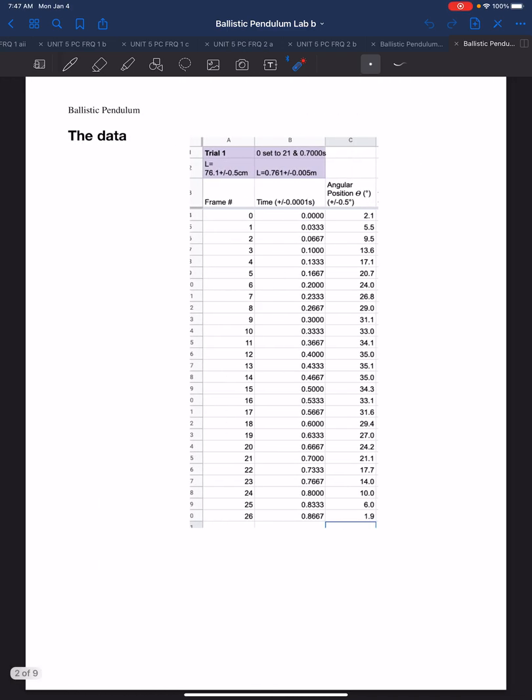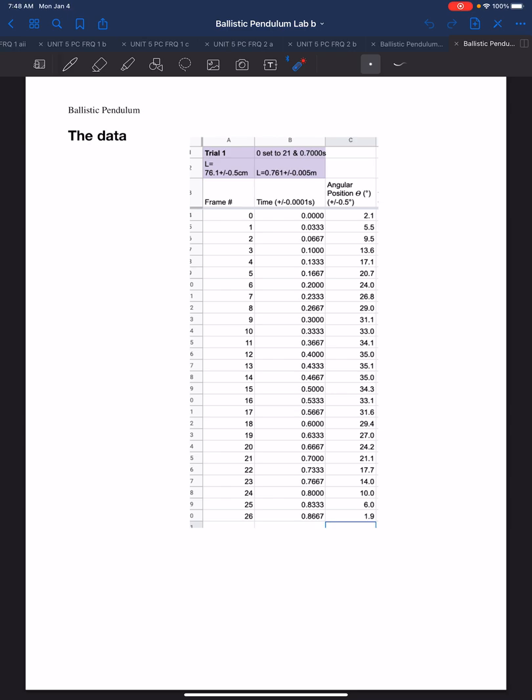So in my particular data table, I set up the trial 1, or case 1 as it's more properly called. Here is my length with the uncertainty, and I converted it to meters. And then I set time 0. I reset the clock to 0 at frame 21, and that was 0.7000 seconds. So now I could actually start at the first moment that I see motion.